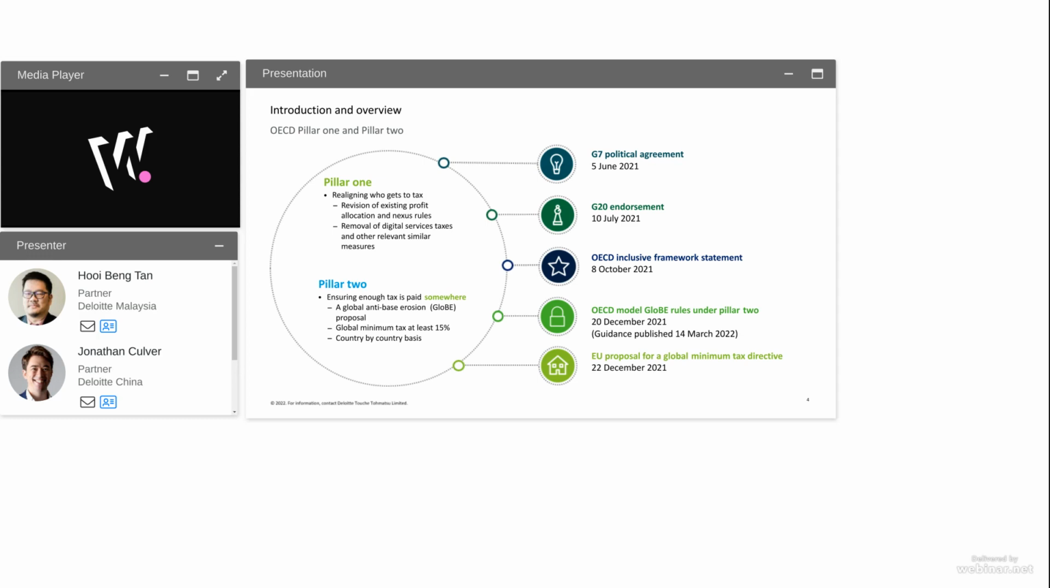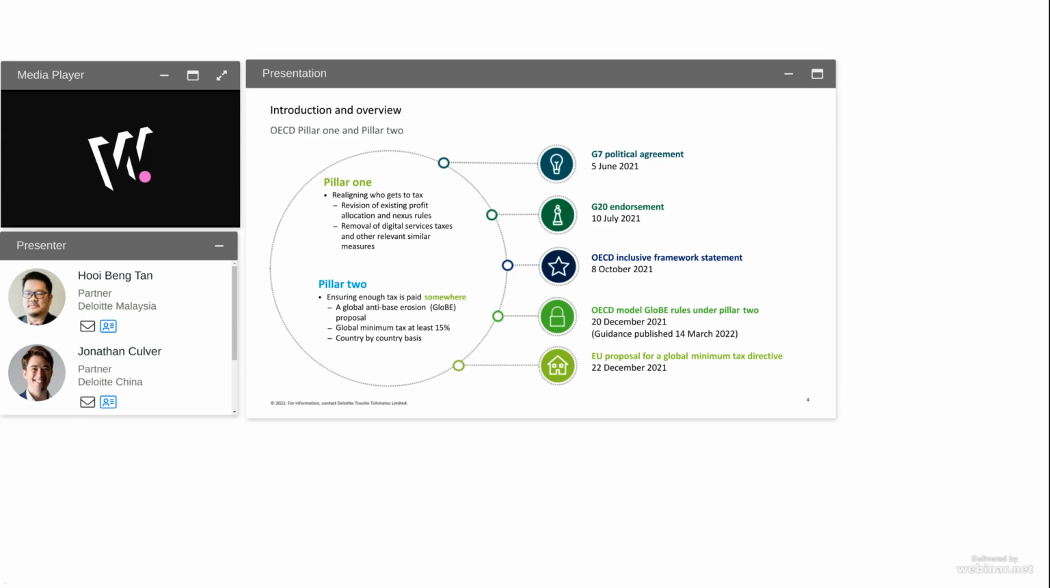If we just do a quick recap on what's new, I'm sure everyone will be very familiar with the two-pillar solution by now. We've been talking about this for some time. It's obviously been front of mind for those international tax practitioners in the area for quite a while now. But unfortunately, what's new is there hasn't been a lot of movement over the last few months.